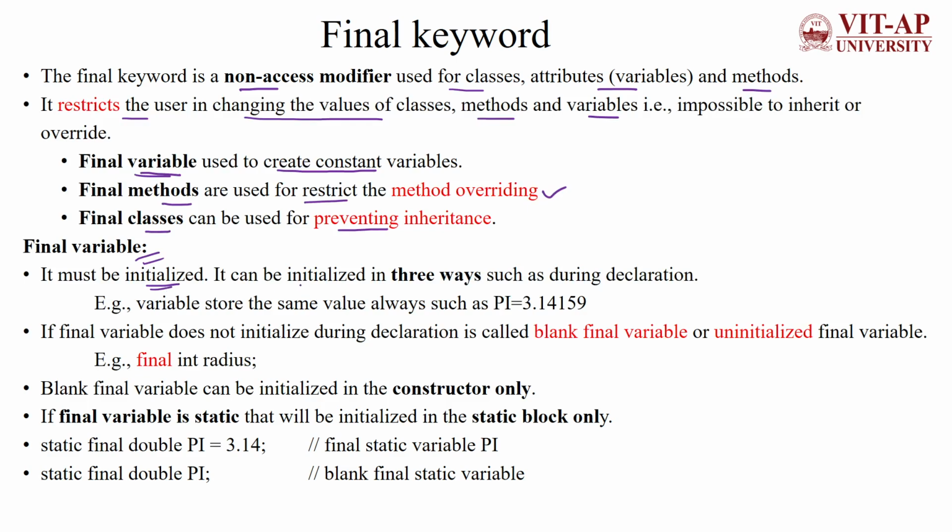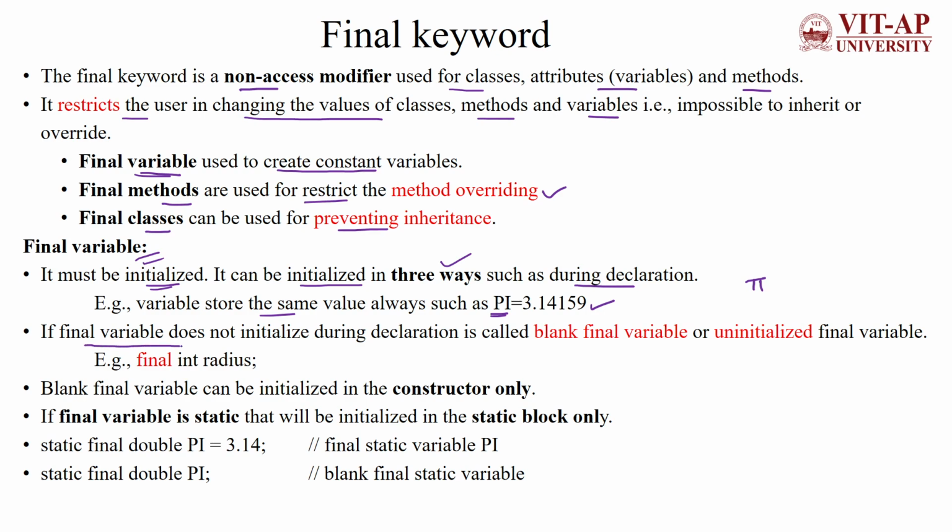The variable can be initialized in three ways. First, during the declaration of that variable itself. The variable stores the same value always throughout the program. Like when you are using the pi variable, the variable's value cannot be changed throughout the program. So that is initialized during the declaration time itself.